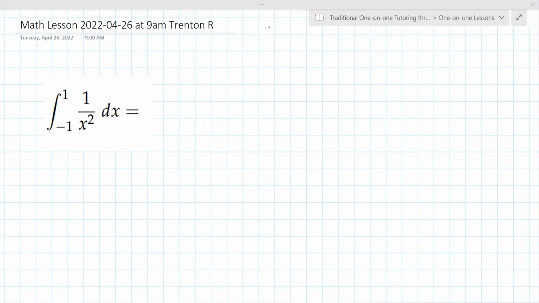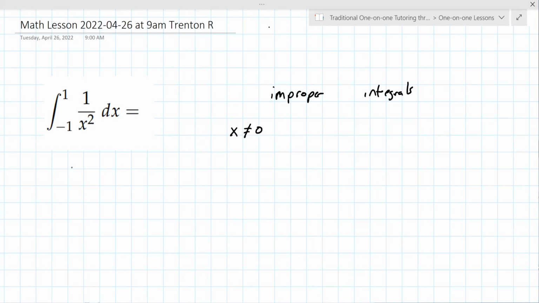Would u sub work? It's actually the bounds here that are the issue. We didn't get into one of these last night. Do you remember improper integrals? Yes. So the issue with this one is that it is not defined at 0.